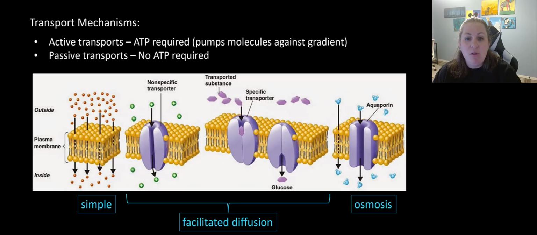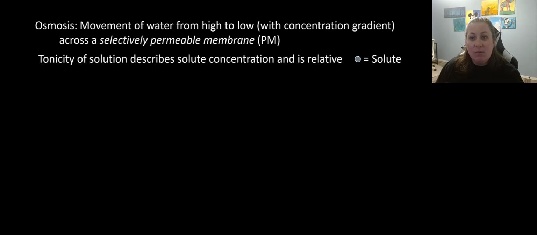Osmosis is the movement of water. This is the movement of water from high to low concentration across the membrane. Well, what determines if it's high or low? That's the tonicity. The tonicity of a solution describes the solute concentration, what's dissolved in it.